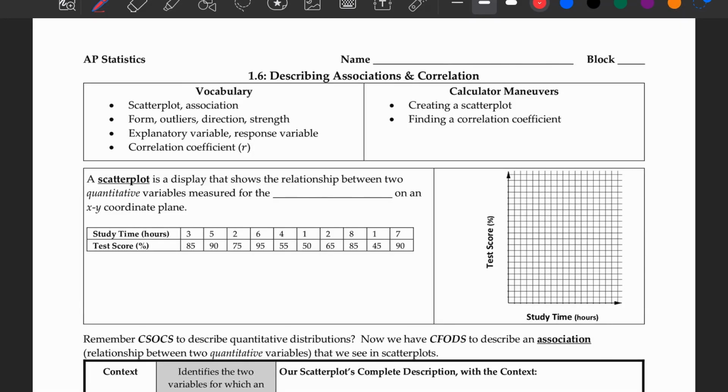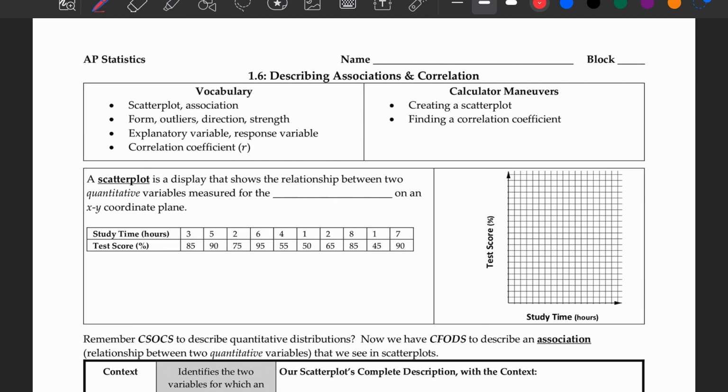Hello and welcome to Video Notes 1.6, where we're going to be talking about describing associations and correlation. We're going to do a bit of a pivot, a turn here, where instead of looking solely at just one variable at a time, we are now going to look at two variables simultaneously, comparing them, seeing if there's some relationship or association between them, and whether we can analyze it, explain it, make sense of it at all.